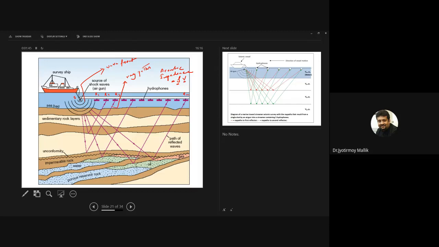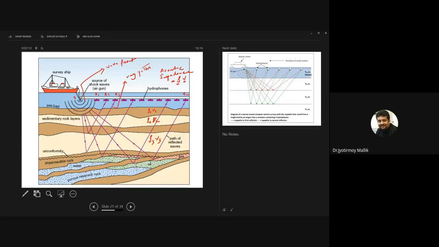So a particular ray will only reflect if there is a contrast. Suppose this is rho 1 v1, the acoustic impedance of the first layer, then this is rho 2 v2, this is rho 3 v3, and so on and so forth. So if the contrast is large enough, only then does sufficient energy actually reflect.